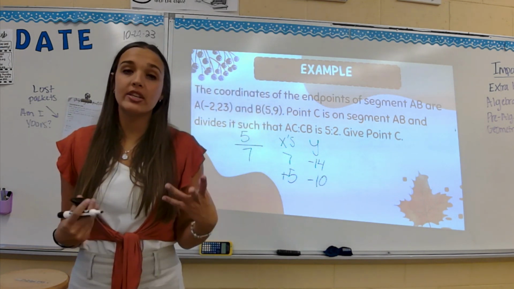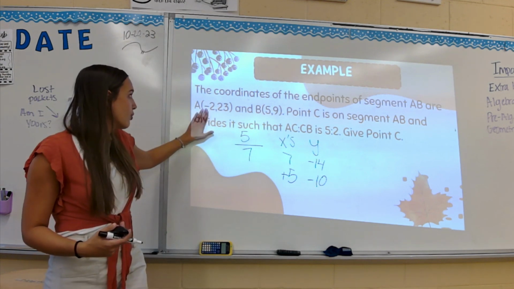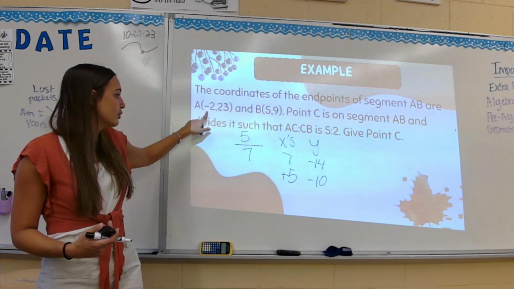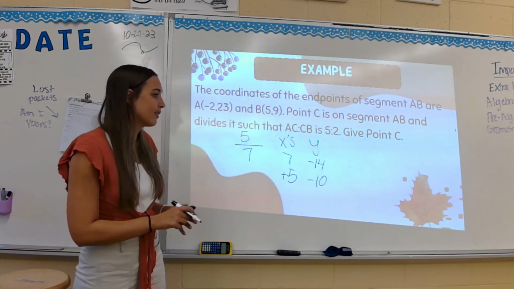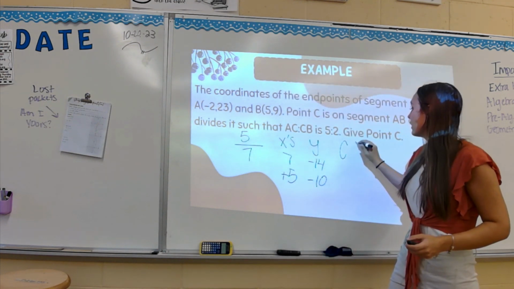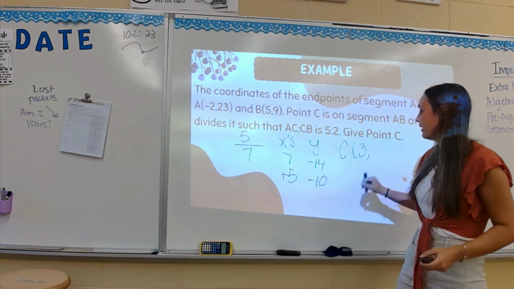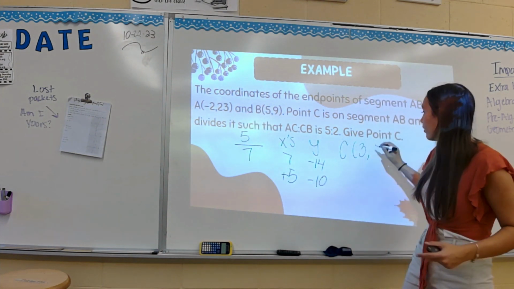Once we do that multiplication, the last step tells us to add those numbers to our first point. So I'm going to do negative 2 plus 5. Negative 2 plus 5 gives me 3. So my final point C is going to be 3, comma, and then negative 10 plus 23, when I get that together, 13.